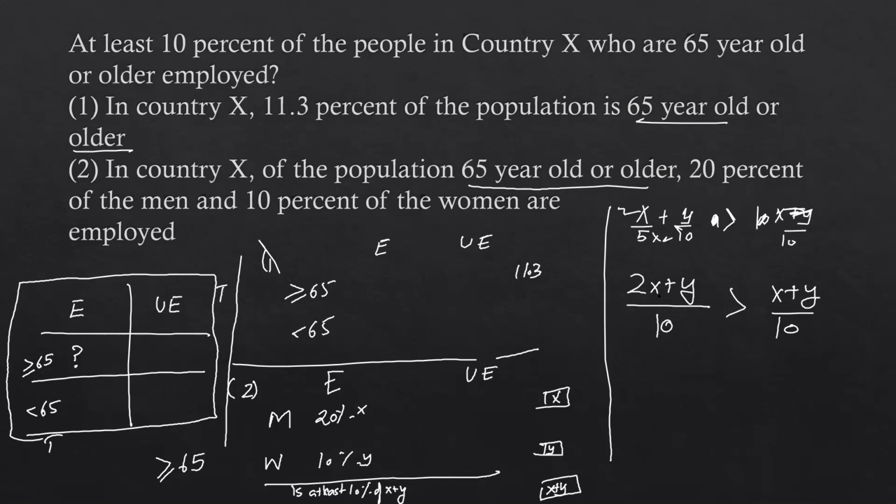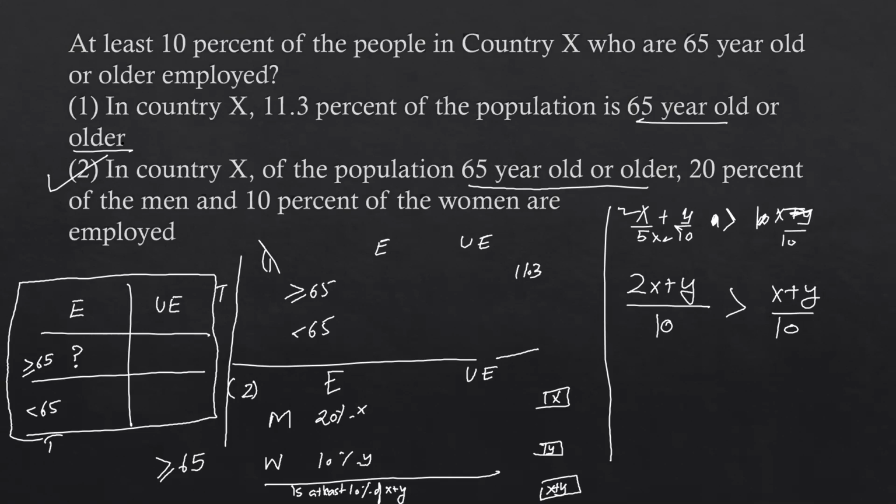Looks like it, right? Because x is always positive. That is always going to be greater than, this is always going to be greater than x plus y over 10. So that means B is my answer. You guys getting what I'm saying here?